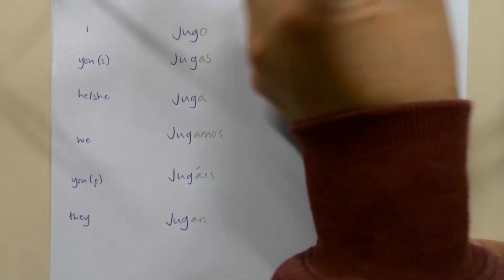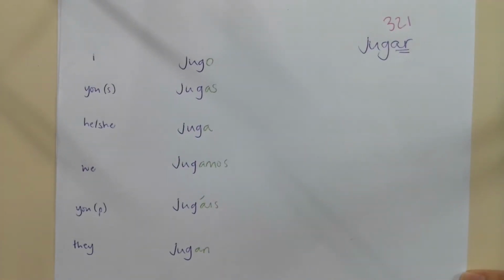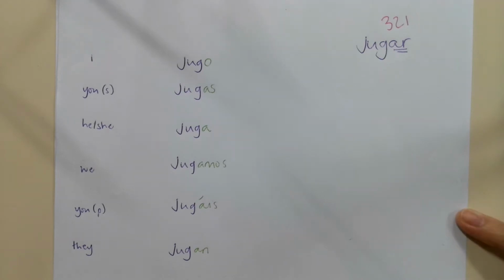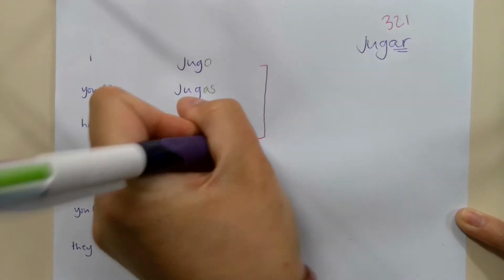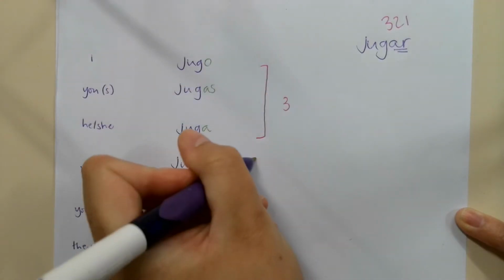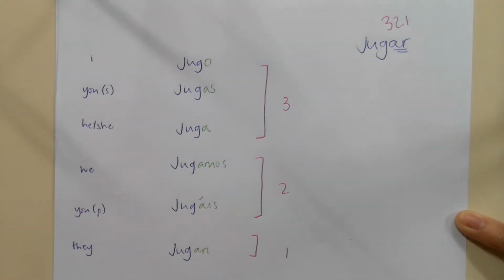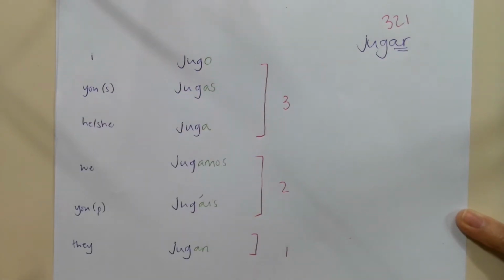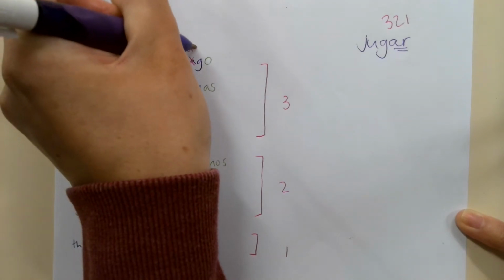However, as I've said, jugar is a 3, 2, 1 verb, so it follows slightly different rules. Now, all of our endings stay exactly the same, they don't need to change at all. What does need to change is our stem, which is our jug part. So we break our verbs up, so we've got our first 3 there, our next 2 here, and our final 1 at the bottom. Our first 3 are going to have a slight spelling change, so it's not going to be jug anymore, it's going to become jueg.